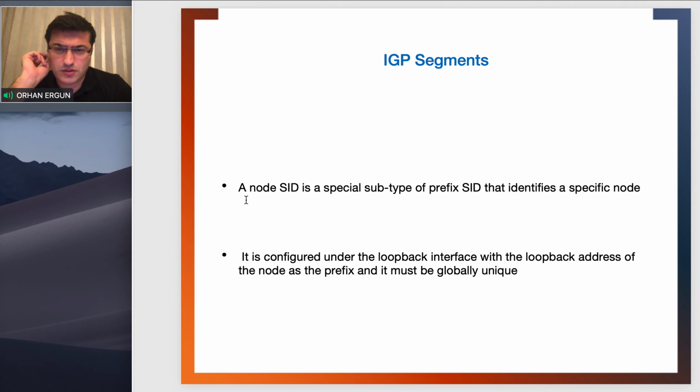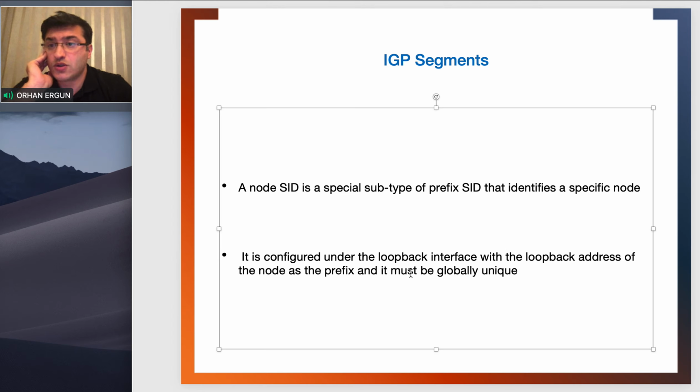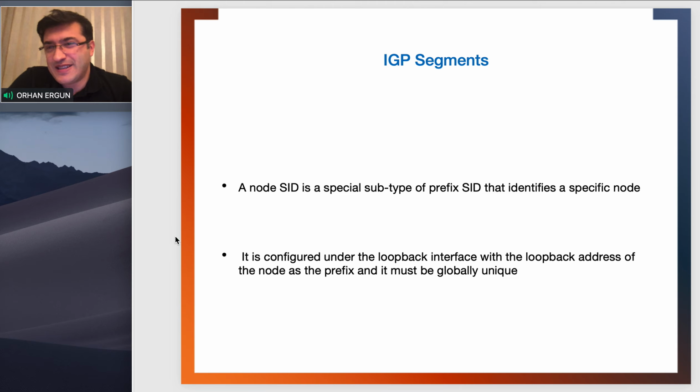So a node SID, as we saw in the chart, is a special subtype of prefix SID. It is configured under the loopback interface with the loopback address of the node as the prefix, and it must be globally unique. So global segment, local segment. A node SID is a globally unique segment. Later on, when I talk about adjacency segments, they will be local segments. These are global; those are local. Guys, things will be obvious: which segment is global, which segment is local.